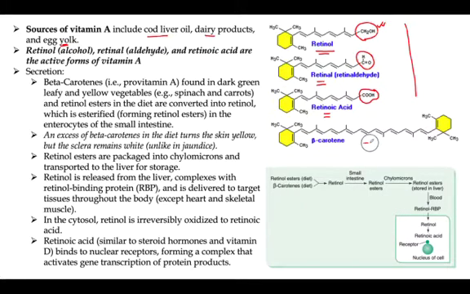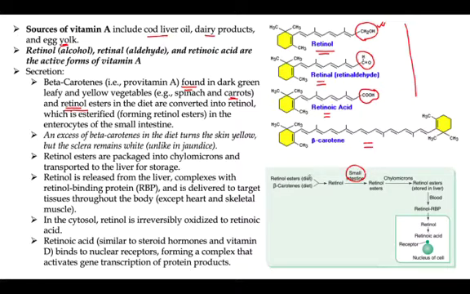The provitamin, or the precursor of vitamin A, is beta-carotene. Beta-carotene, for your information, is found in dark green leafy and yellow vegetables, and one of the rich sources of beta-carotene is carrots. However, we are also able to synthesize the molecular forms of vitamin A from retinol esters, and this conversion takes place in the small intestine.